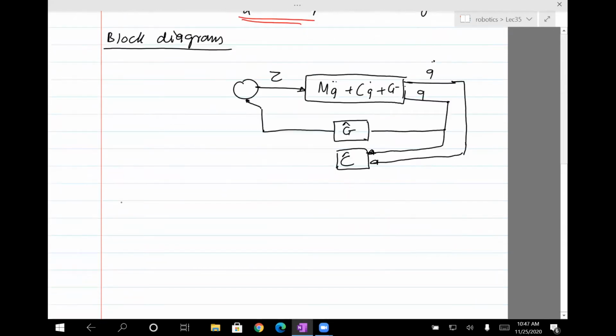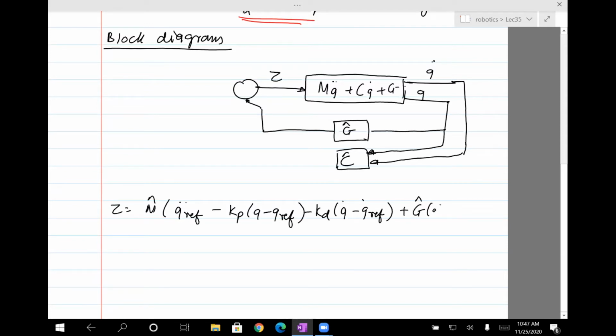Okay, let me write this down. This is much easier if I write down the formula here. Kp times q ref double dot minus kp (q minus q ref) minus kd (q dot minus q dot ref) plus g hat, so it's g hat times q plus c hat q q dot. Okay, I'm just trying to write this down in the block diagram. So I'm working on these terms.